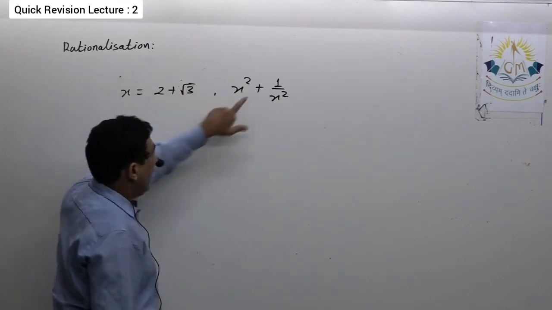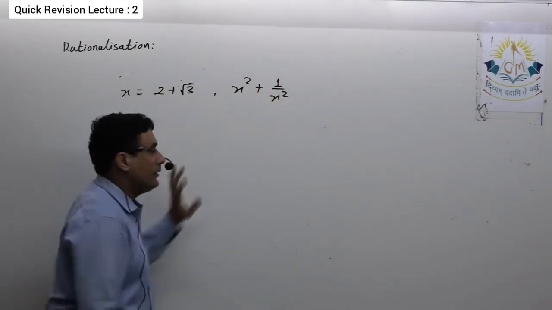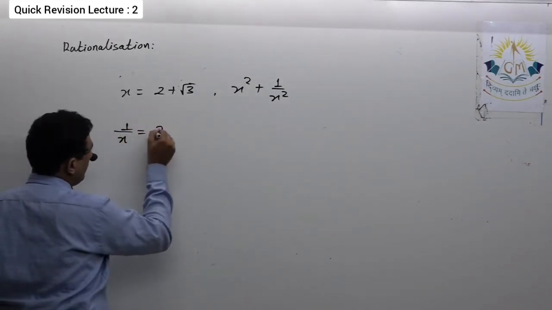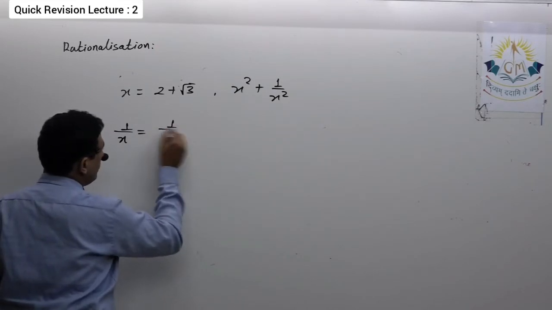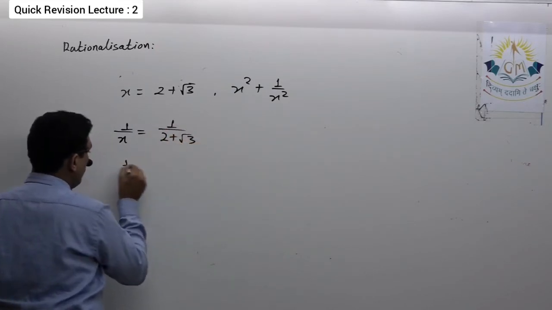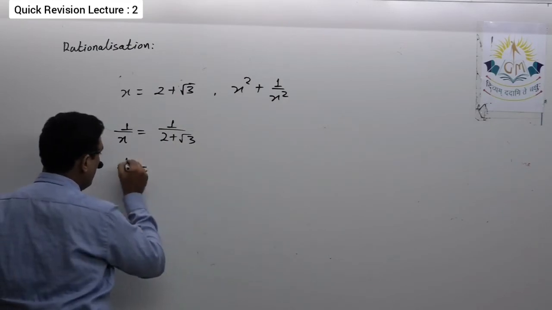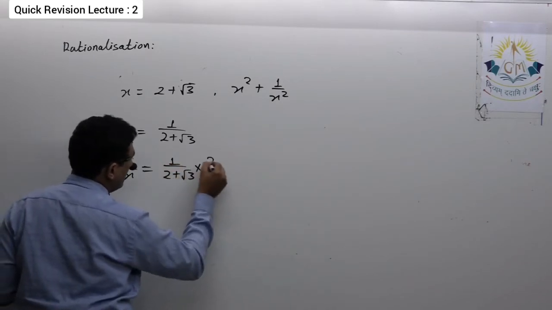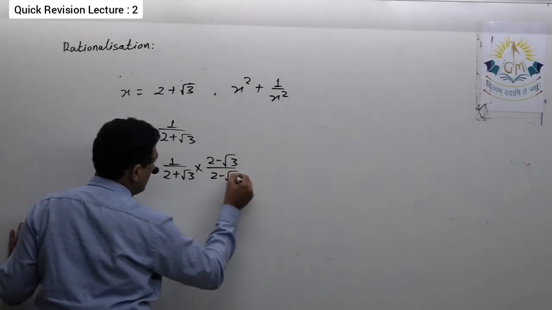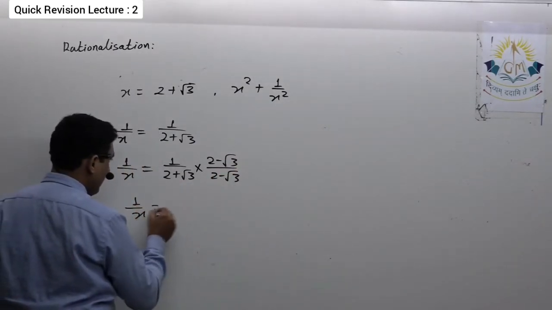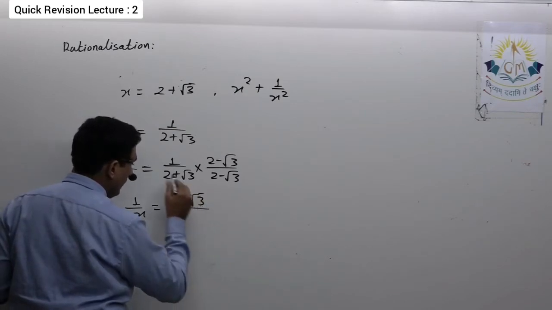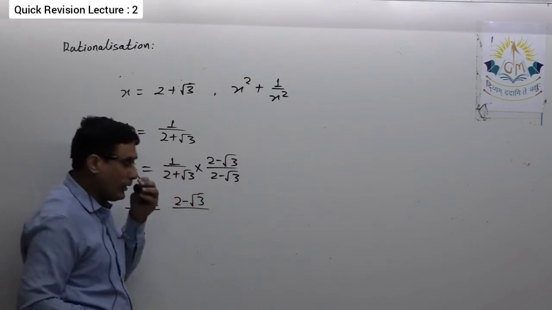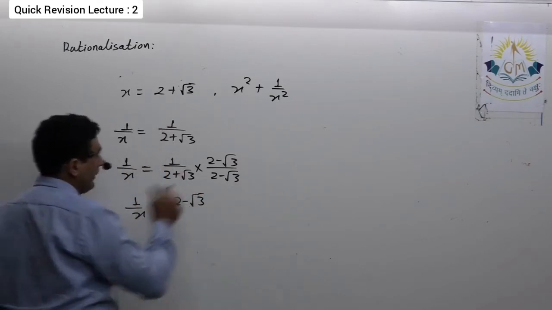In other words, here it is 1 upon x, so first we'll find 1 upon x, then we'll keep the value of 1 upon x. So if x is this, then 1 upon x will be 1 upon 2 plus root 3. Now again you can see the denominator is irrational, so we'll make it rational, and for that we'll multiply the numerator and the denominator by its conjugate. So 1 upon x is equal to 2 minus root 3, and over here again a plus b, a minus b, a square minus b square, 2 square is 4, root 3 square is 3, so 1. So this is the value of 1 upon x.